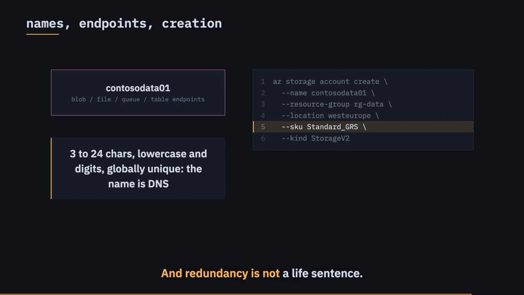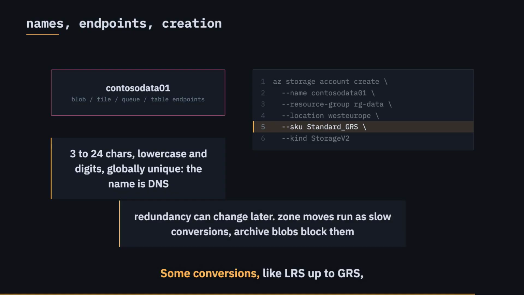And redundancy is not a life sentence. Some conversions, like LRS up to GRS, are a settings change that starts replicating to the partner region. Moving into or out of zone redundancy is heavier, a conversion you initiate that runs in the background, with no completion promise, and you wait days between successive changes. One interaction worth filing away. An account holding archive tier blobs cannot convert to zone redundancy until those blobs are rehydrated. The account is the shell. Next we go inside to blobs.